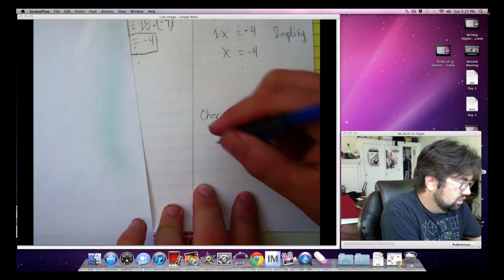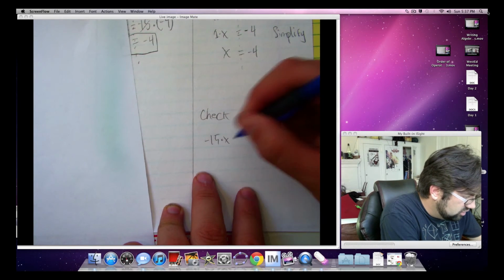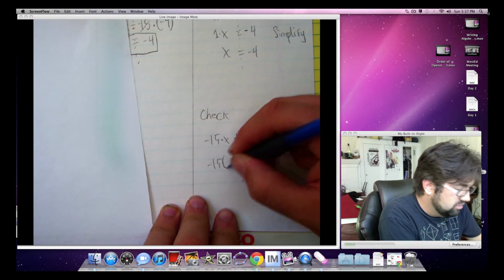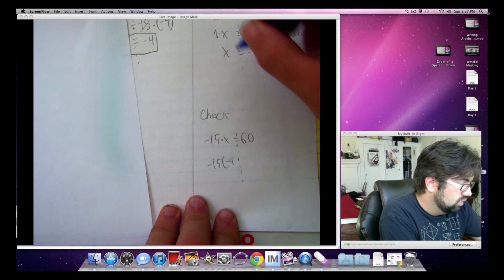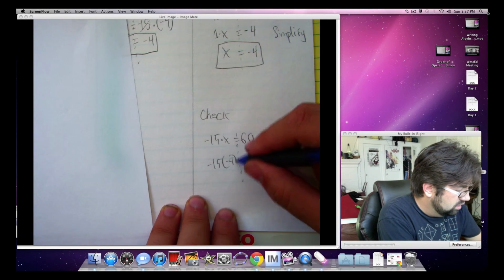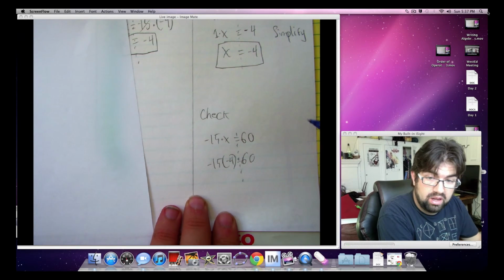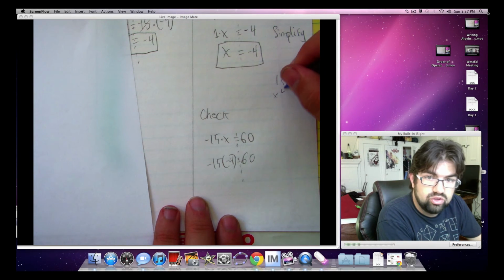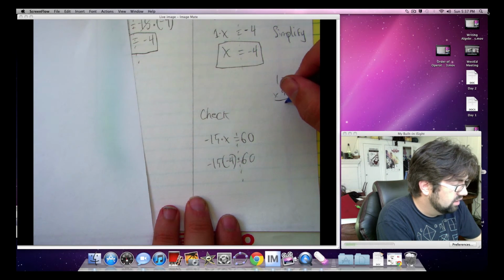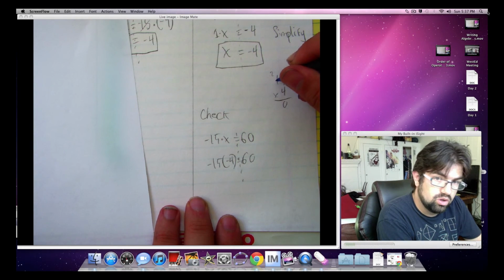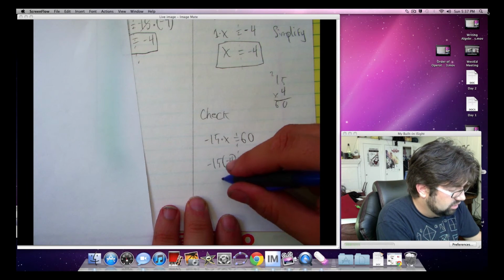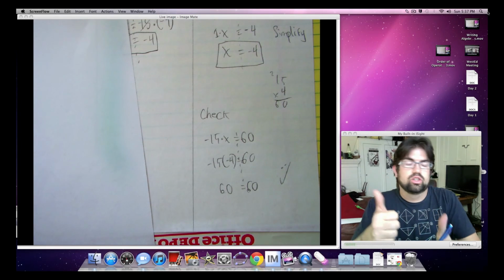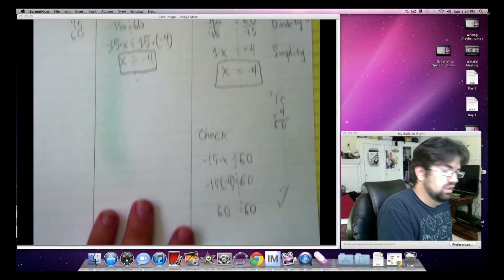Hey, we're going to do our check. Negative 15 times x is equal to 60. Well, let's see if I take negative 15 times x, which we think is negative 4, according to our two answers up here, right? It's equal to 60. Negative times negative is a positive, so that's good. Got to have a positive answer. 15 times 4, if you need to do a little show your work, 4 times 5 is 20. 4 times 1 is 4, plus 2 is 6. Hey, look, there's 60 equals 60. Which is all good.